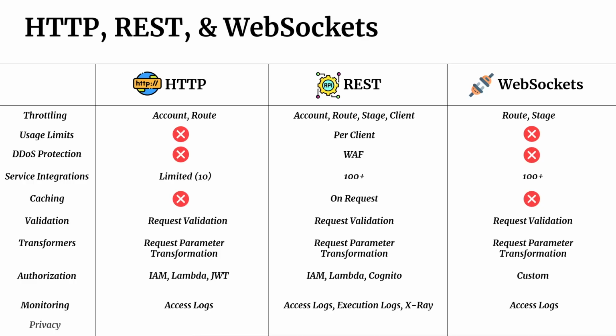And finally, in terms of privacy, you're allowed to set up VPC connectivity for both HTTP and WebSockets, but REST APIs are the only ones that support private APIs. So if you'd like to create an API that is only accessible from a private VPC in AWS and not observable through the public internet, you would have to use the REST API variant. So that's something to keep in mind as well. All right, so that's it for the comparison of features between the three.